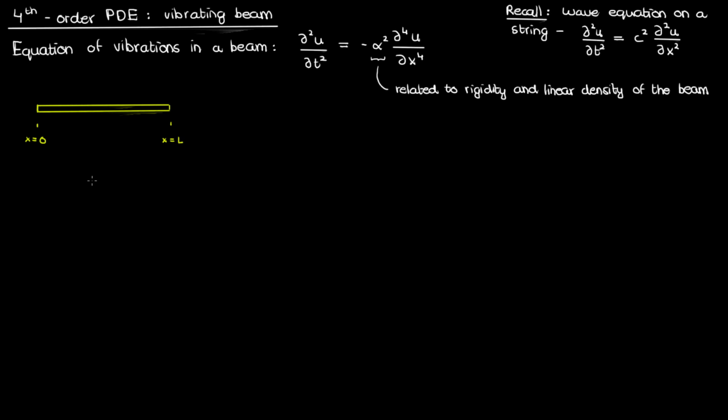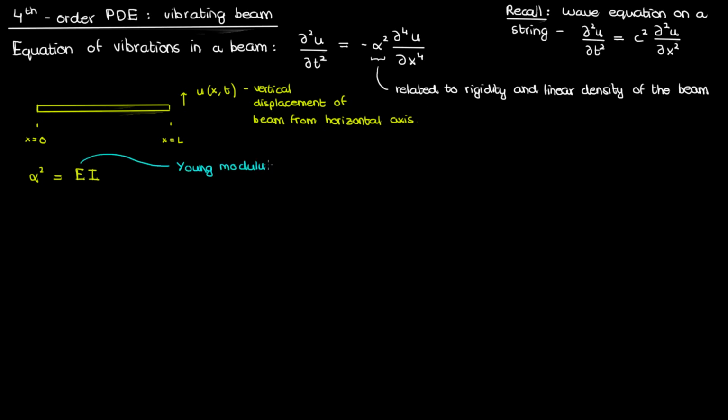So here's a beam between 0 and L. U represents the vertical displacement of the beam with respect to the horizontal axis or the x-axis. In general, this u is both a function of position along the horizontal axis x and the time t. Additionally, the alpha squared equals the Young modulus E times the area moment of inertia I.